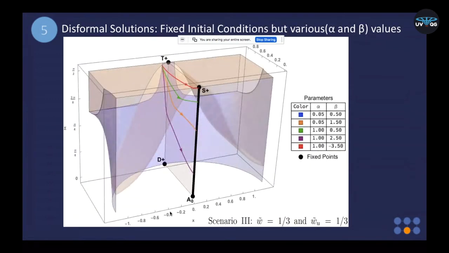Now, moving forward, if we fix our initial condition to near S plus and vary our parameters, this is what we find: mostly, if beta is negative, it tends to get attracted to S plus. Otherwise, it has a tendency to go to A naught.